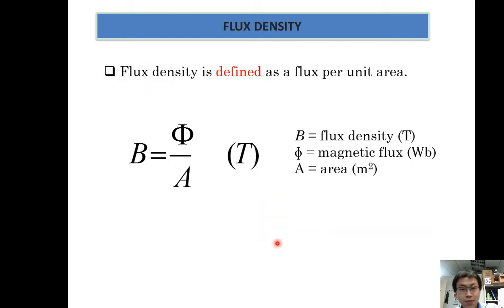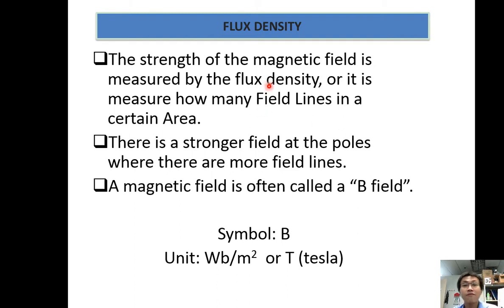The unit is the Weber. Flux density is defined as flux per unit area: phi divided by A, called B. B is in Tesla. The unit is Tesla, phi is in Weber, and A is in meter square. The strength of the magnetic field is measured by the flux density.